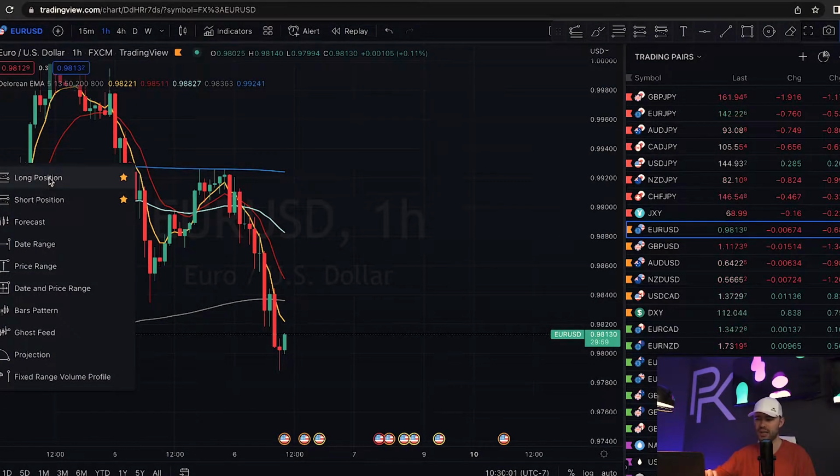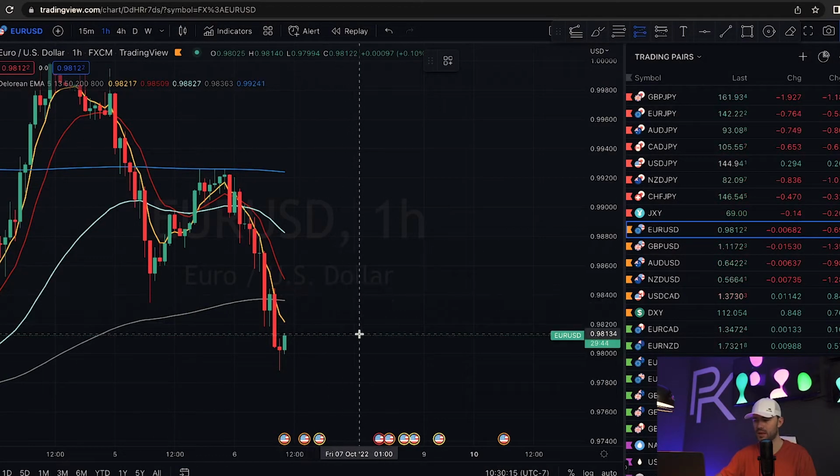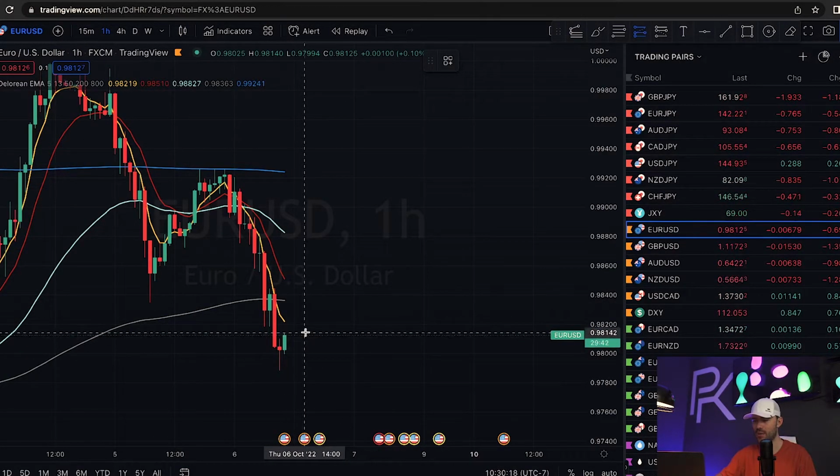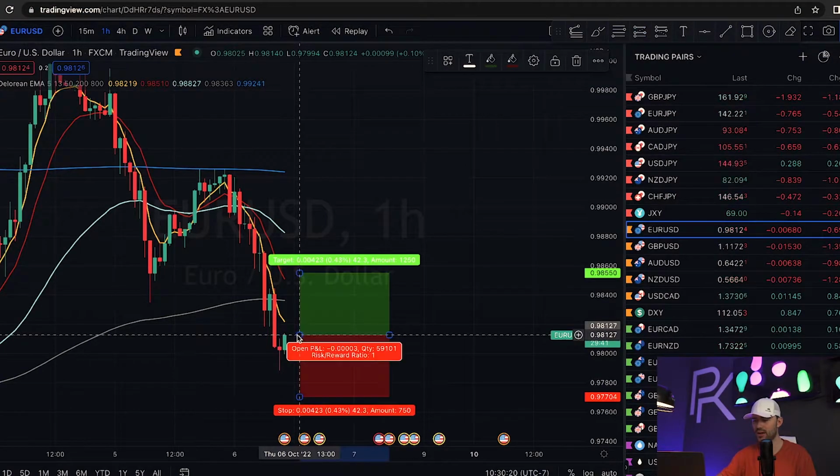A long position is when you want to buy euro dollar. That means you make money when the market goes up. A short position means you want to sell or short the market. That means you make money when the market goes down. So let's take a look really quick right here at a long position. Let's say I want to buy right now, right there.